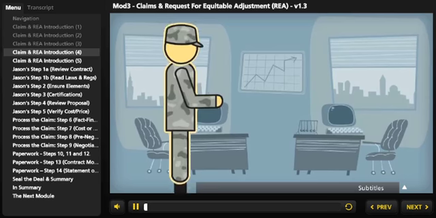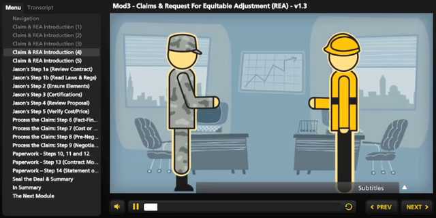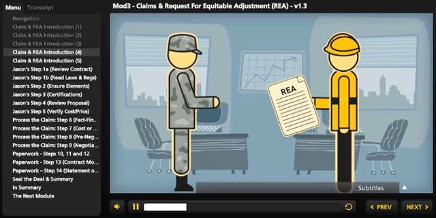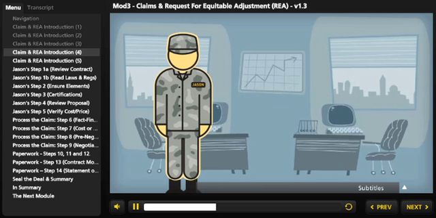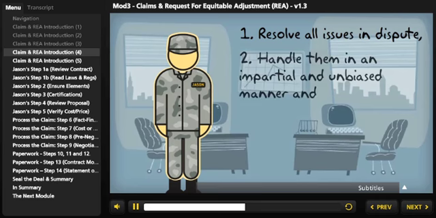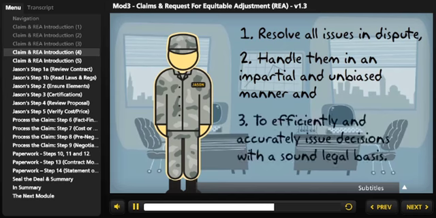Since Jason and Charlie were unable to resolve their dispute by mutual agreement, Charlie submits his claim, or request for equitable adjustment, to the contracting officer, Jason. Jason is thrilled to hear the good news. The contracting officer's objective when handling a claim or REA is to 1. Resolve all issues in dispute. 2. To handle them in an impartial and unbiased manner. And 3. To efficiently and accurately issue decisions with a sound legal basis.